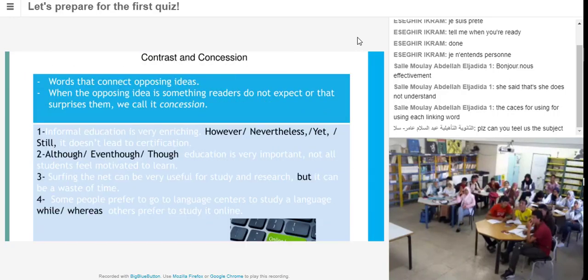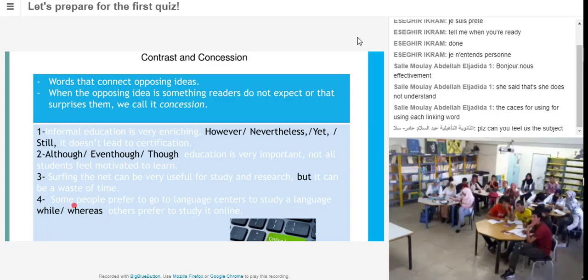So I go back to contrast and concession, and here the second question: surfing the net can be very useful for study and research, but it can be a waste of time. I think that you have the habit of using but as a linking word for contrast and concession, but you can change it with however, nevertheless, yet, and still. The last linking words we are going to use are while and whereas.